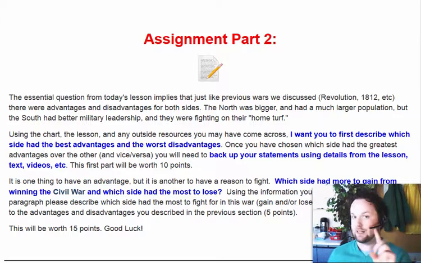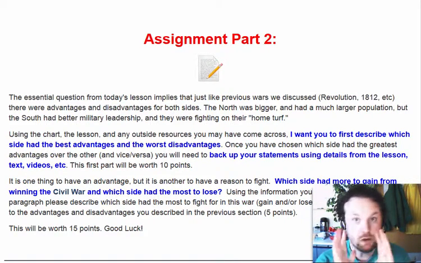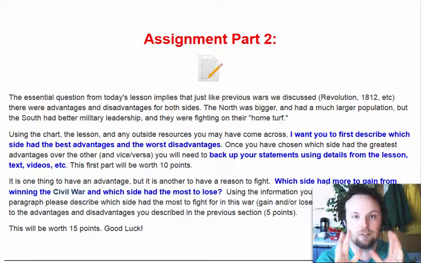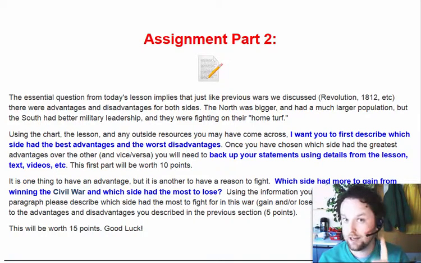So, two things. First, which side had the biggest advantages and why? And then secondly, which side had the most to gain from winning the war and why? So, whichever side you choose, I'm not looking for, if you choose this side, I think that's the best, and this side is the worst. I want you to tell me why, because both sides had reasons for fighting, both sides had advantages, both sides had disadvantages. Which one had the best advantages, and which one had the most to gain from winning the war?